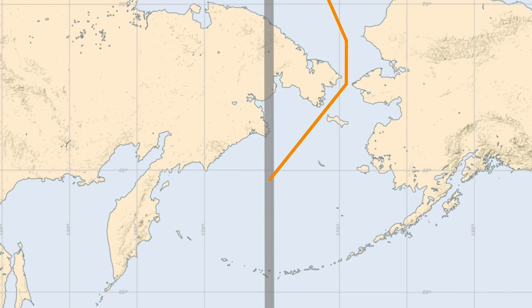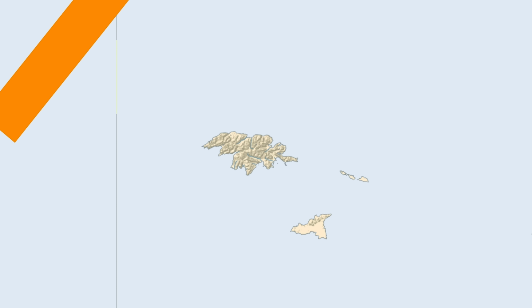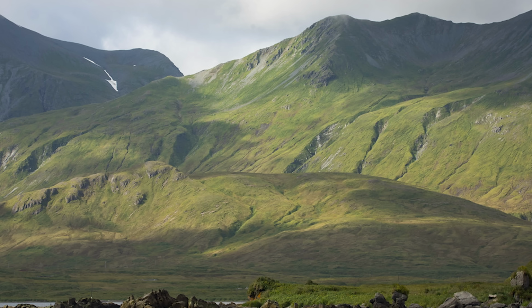After Russia, the line heads back west to meet up with the 180th, but it passes it in order to keep all of these islands on this side because they belong to Alaska. This notch goes all the way over to accommodate this island of Alaska, which is this tiny outpost of 21 people.